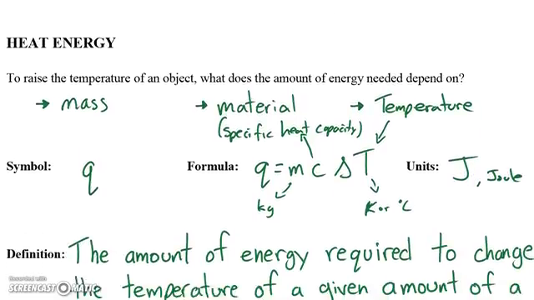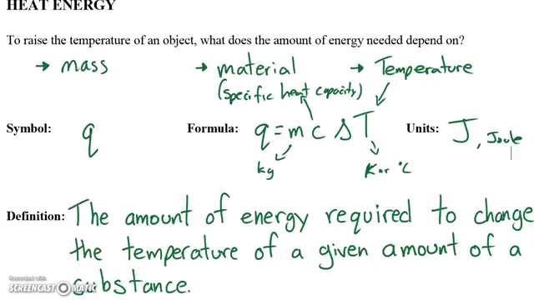So the definition of heat energy is the amount of energy required to change the temperature of a given amount of substance. So we're looking at changing the temperature by giving it energy, and that's what this equation tells us, that if we want to change the temperature, we have to either give it energy to increase it or somehow transfer energy away from it to decrease the temperature.